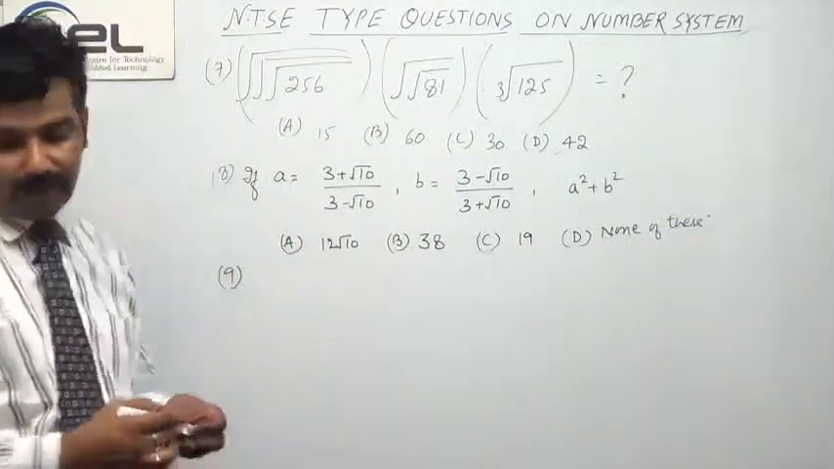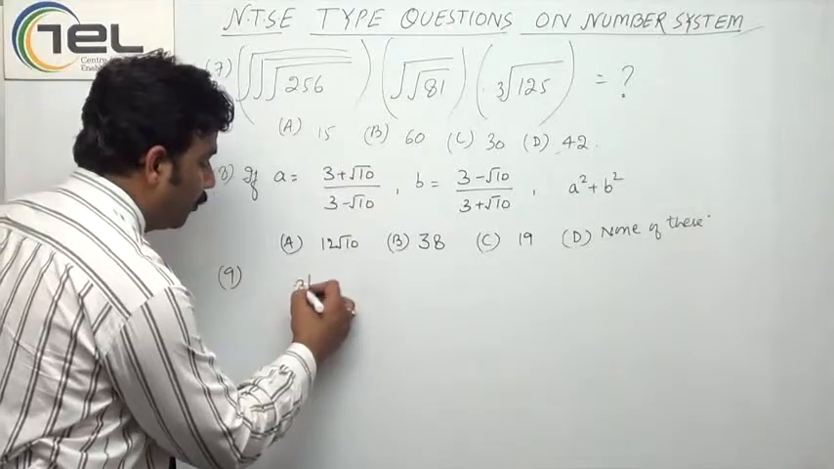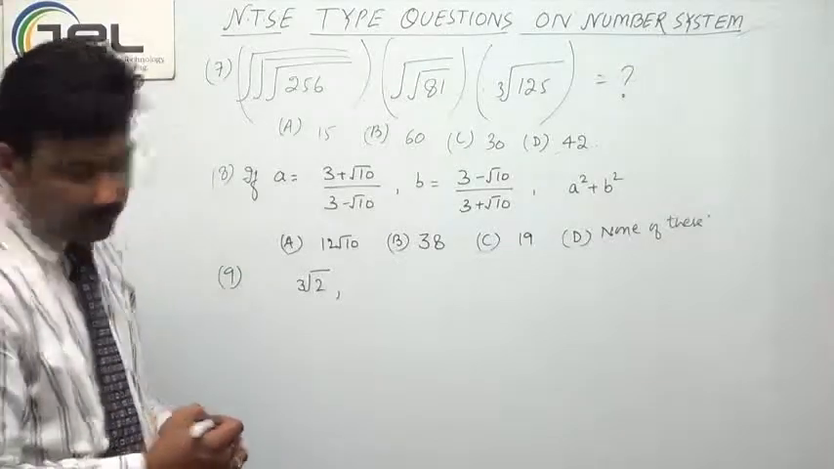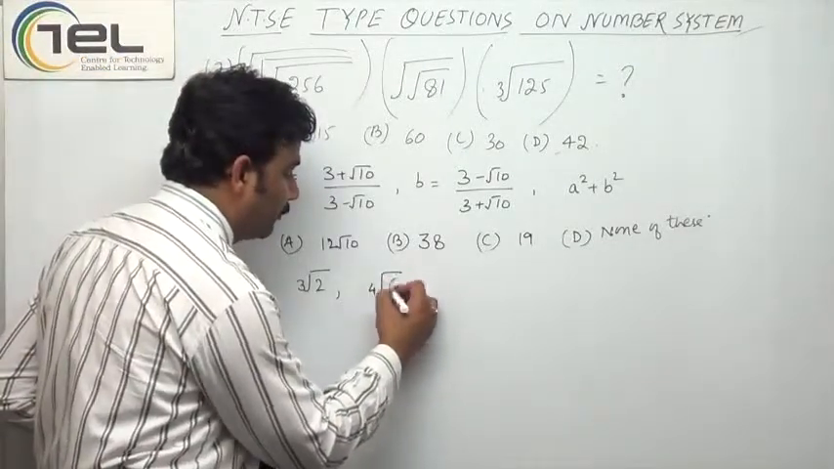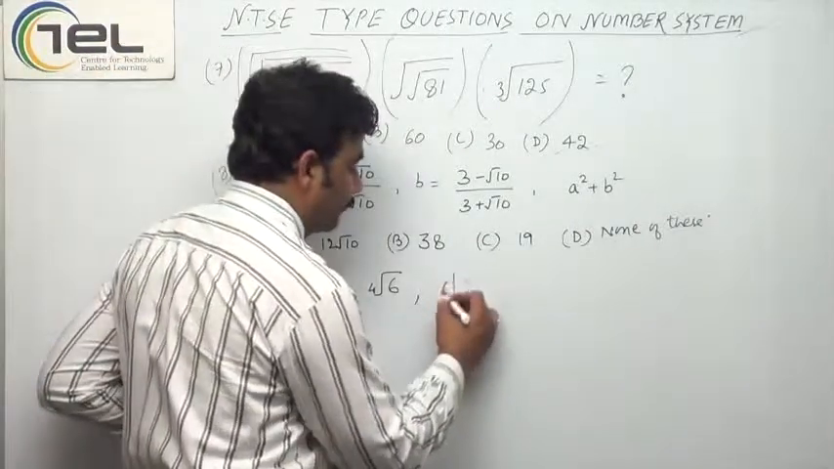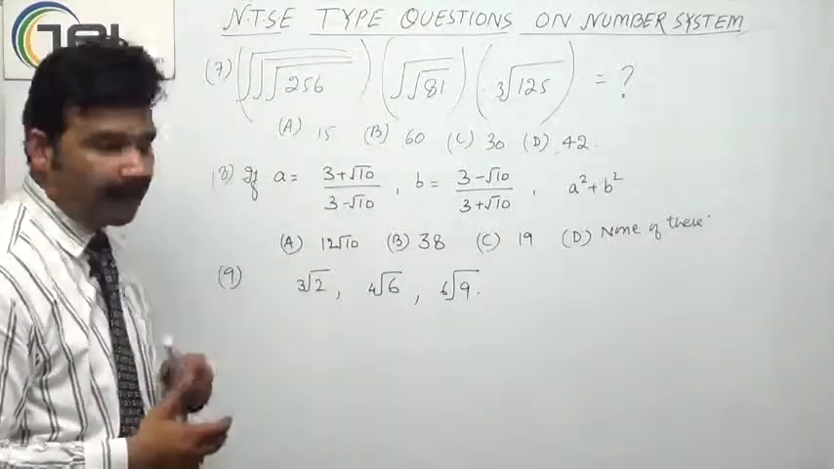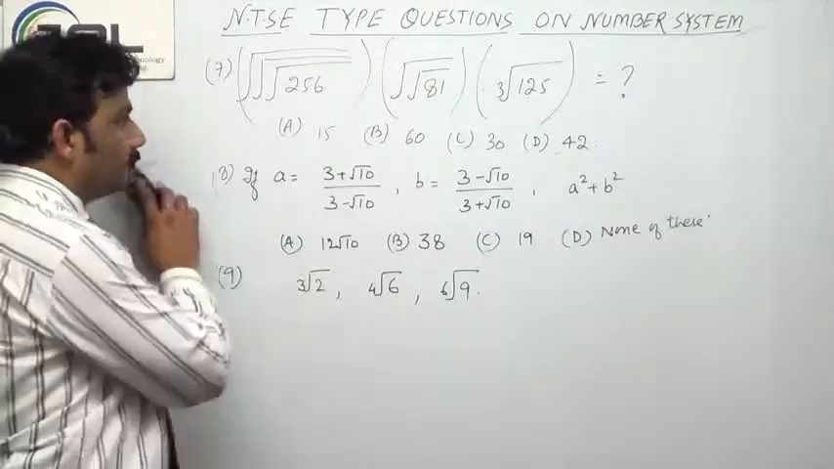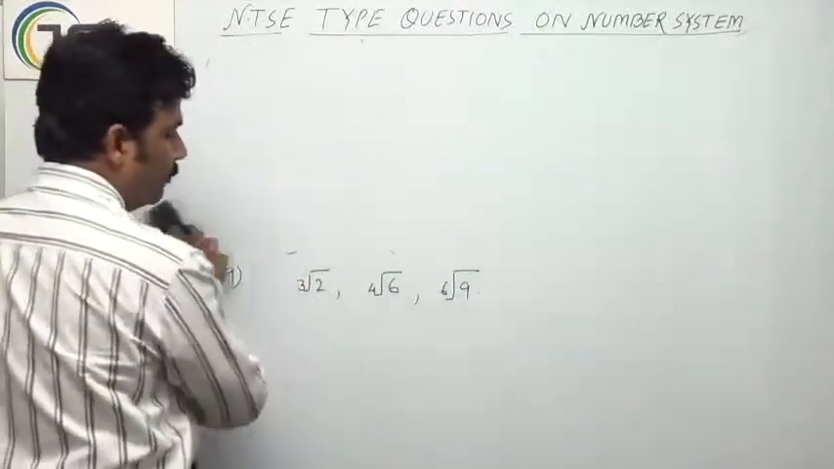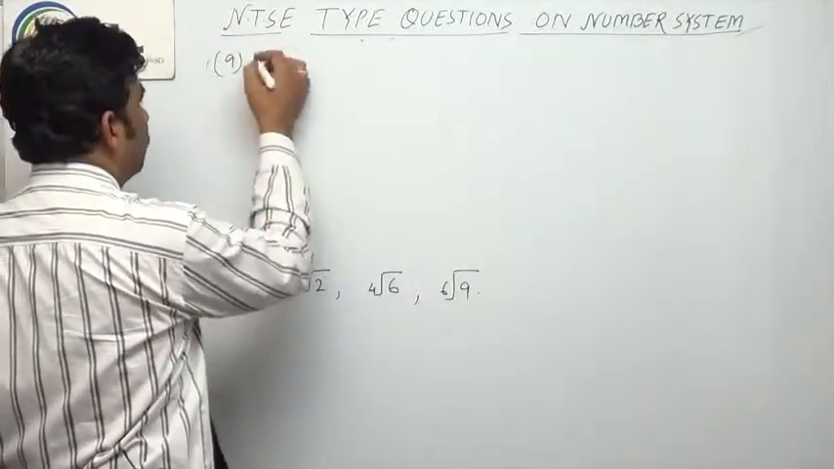The 9th question I will put in front of you again. Arrange them in increasing or decreasing order: the cube root of 2, the 4th root of 6, and the next one is the 6th root of 9. You have to find which is the greatest and which is the smallest. This one I will solve for you. Arrange them in increasing order. 9th question, increasing order.